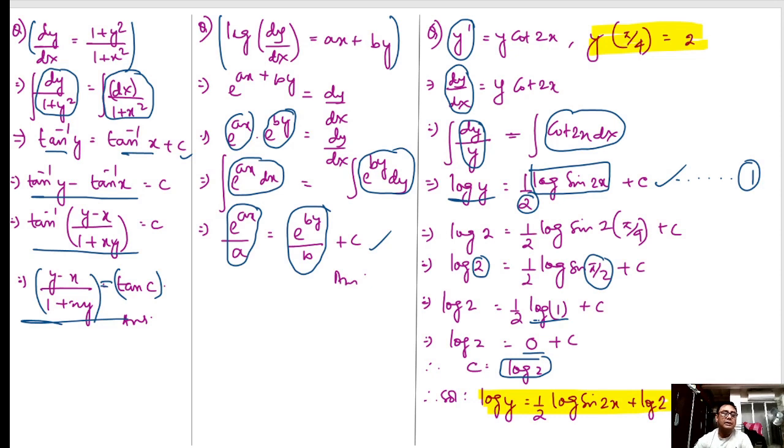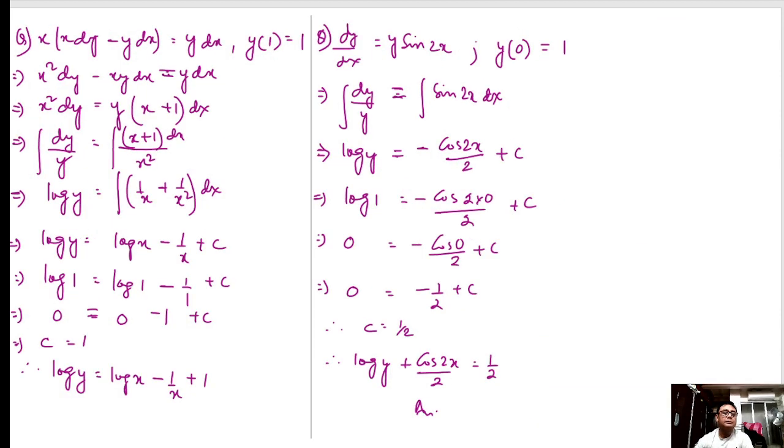Okay, so friends, let's see the next sum. The next sum is this. And as you can see, we are trying to separate the x part and the y part and putting integration in front. So integration of dy by y is log y. Integration of this is written as this, and this is log x. This is minus 1 by x plus c.